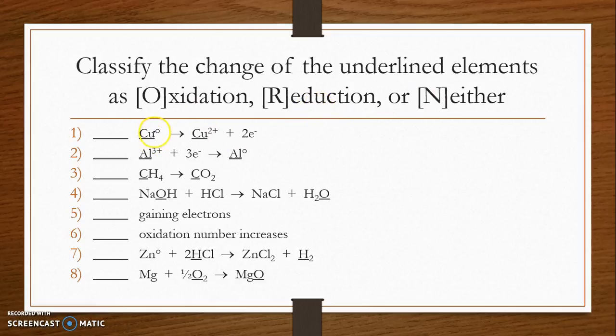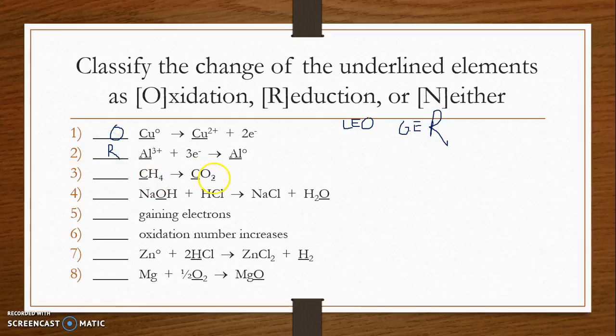All right, so classify the change of the underlying elements as oxidation, reduction, or neither. So on this one, copper is going from a 0 charge to a positive 2 charge. Is it gaining electrons or is it losing electrons? Remember, Leo says Ger, right? So it is losing electrons because it becomes a positive charge. Losing electrons, oxidation. So this would be an oxidation. All right, Al with a positive 3 charge gains 3 electrons and becomes 0. So this is going to be a reduction.